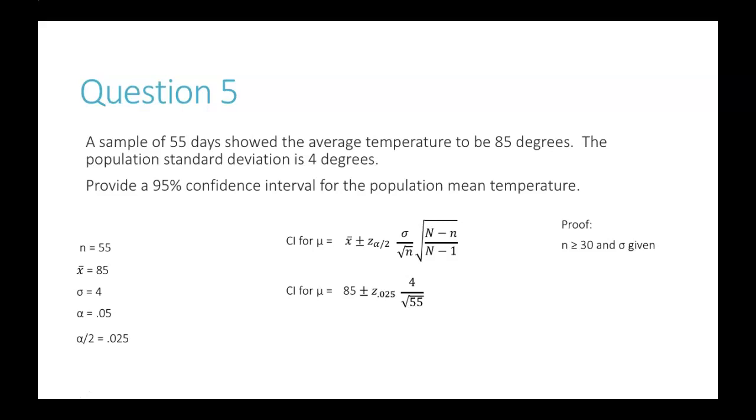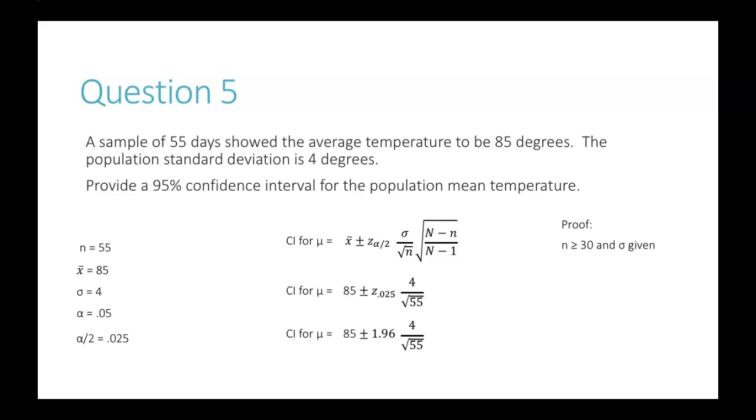But now to figure out this z-score, we need the z-score for 0.025. So you're going to be looking in your z-score table again, and you want to take a look in the area portion, right, in the middle part of our z-score table. And we're looking for 0.025. And you'll notice that the corresponding z-score will be 1.96.